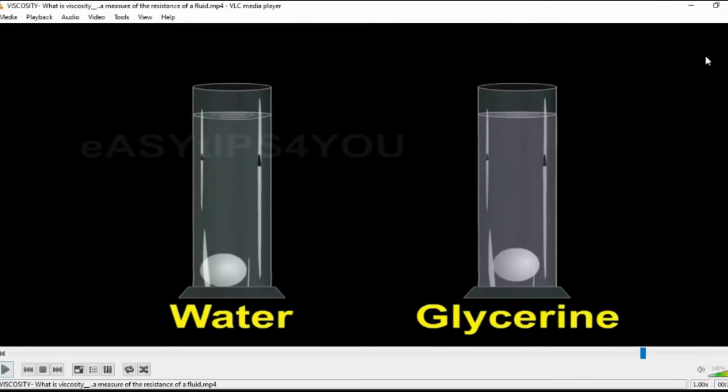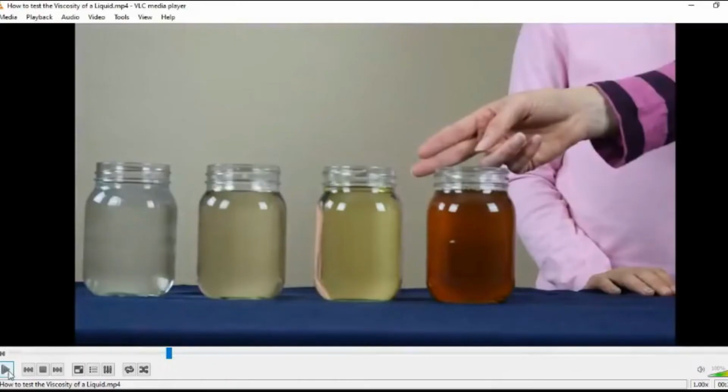Now we will see one more video. Now you can see this experiment. In this, the first can is filled with water, the second is filled with solution, the third is filled with glycerin, and the fourth is filled with honey. Sorry, the third is filled with oil.